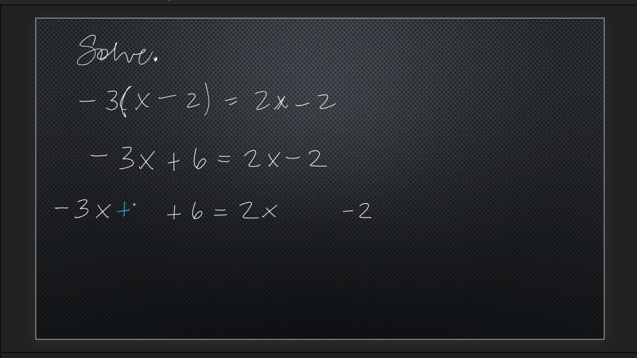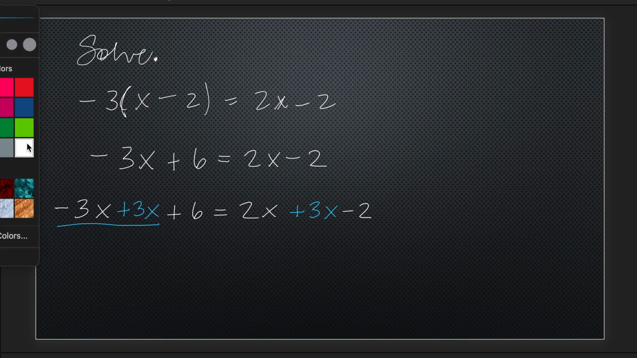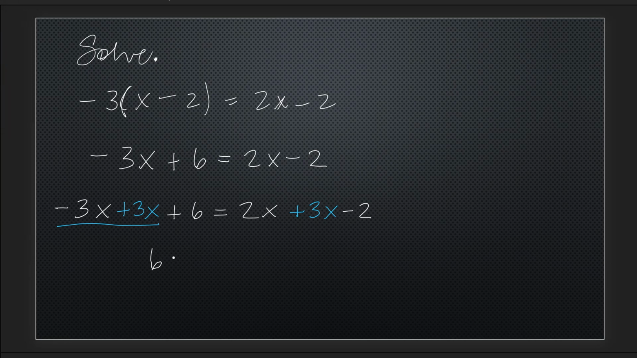And I'll do that by adding 3x, because that's how I'll get that 0. So I need to add 3x here as well. So that makes 0. 0 plus 6 is just 6. So 6 is left by itself. And 2x plus 3x is 5x plus 2.